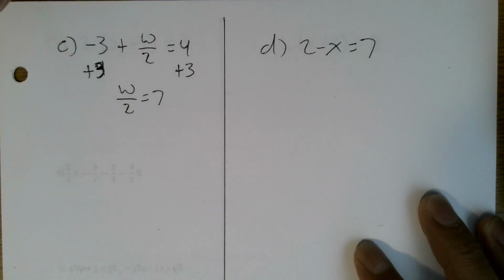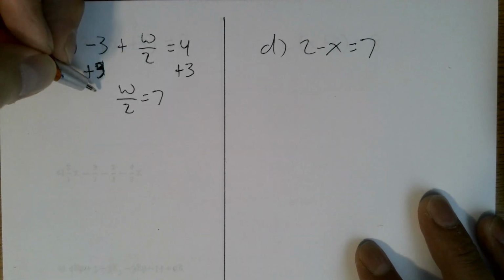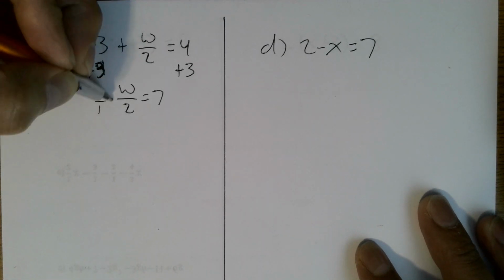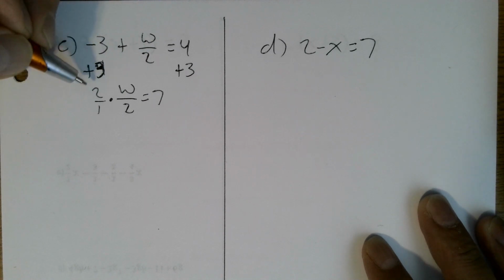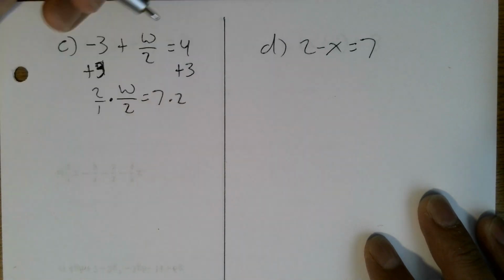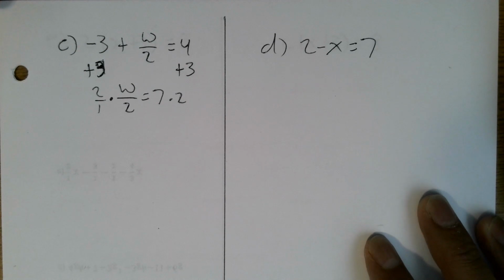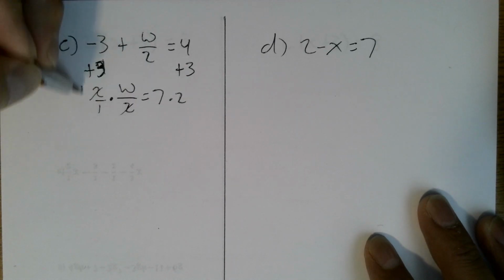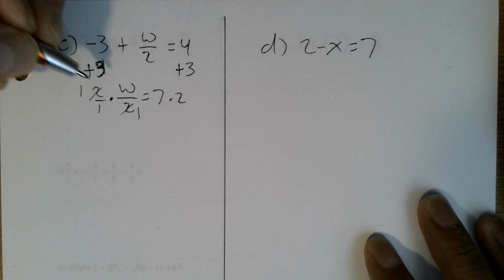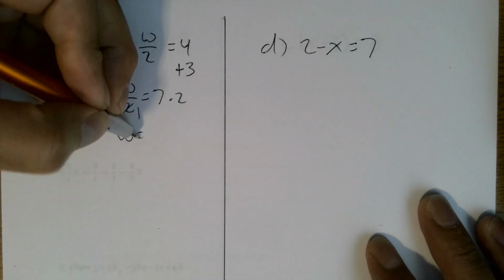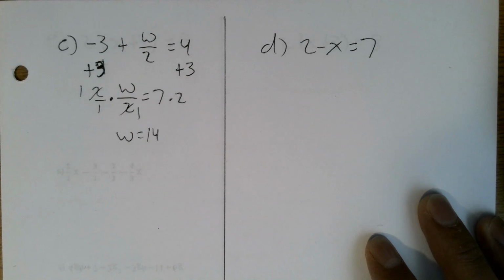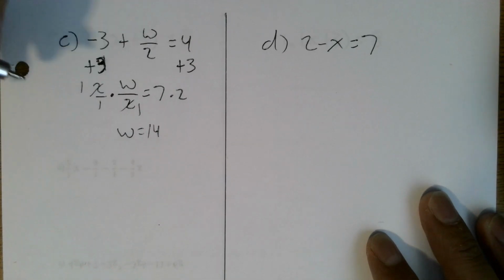And now I want to have 1 times w. So I'm going to multiply both sides by 2. On the left side, because this is a fraction, it's best to show it as 2 over 1. And on this side, I can just write it as times 2. 2 over 2 is the same as 1 over 1. So I've got 1w over 1, which is just w, equals 14. And again, I'm going to throw that into the original equation.